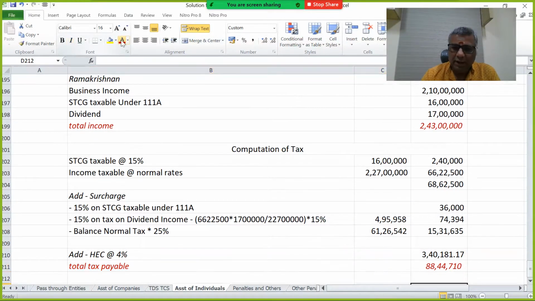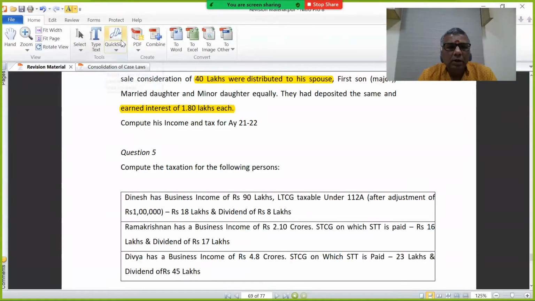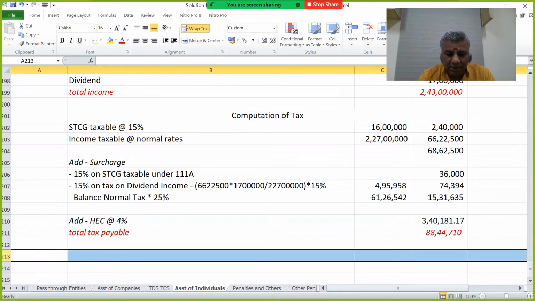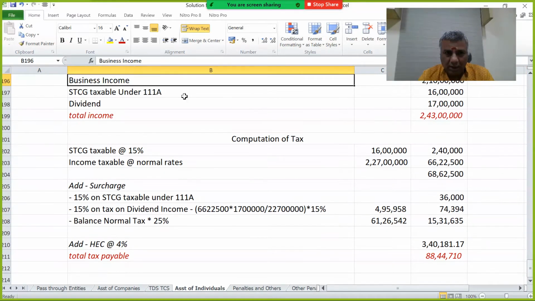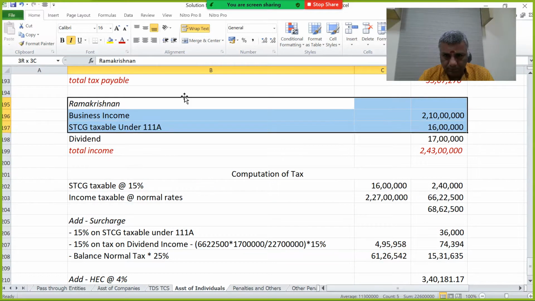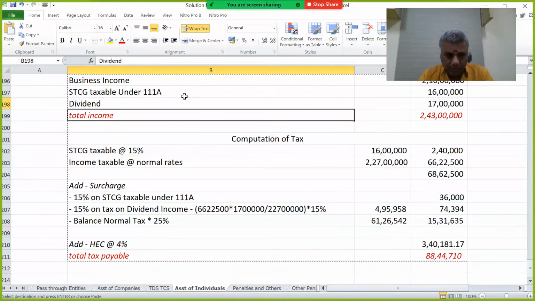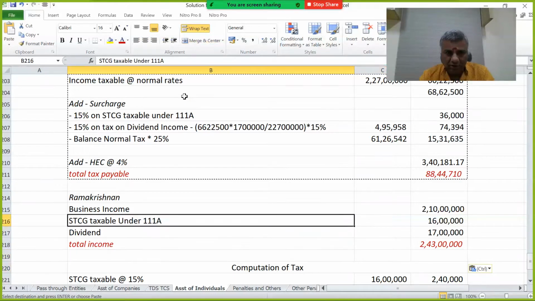Okay, then the third case. Divya has a business income of 4.8 crores, STCG of 23 lakhs and 45 lakhs, where the surcharge is going to be 37%. There is only one change: the surcharge is going to be 37% for Divya.